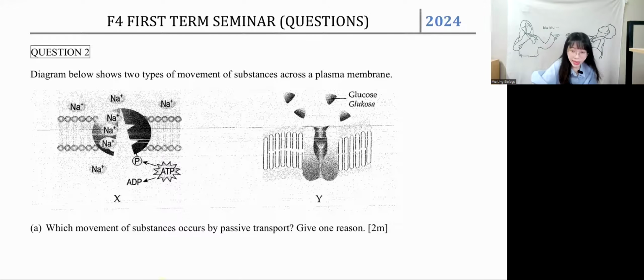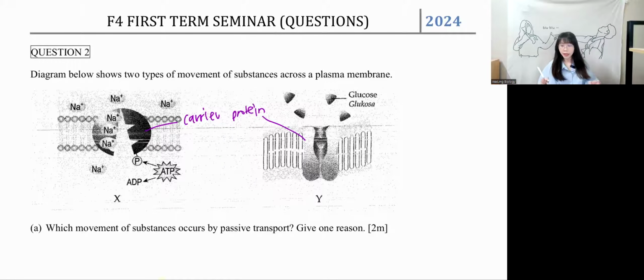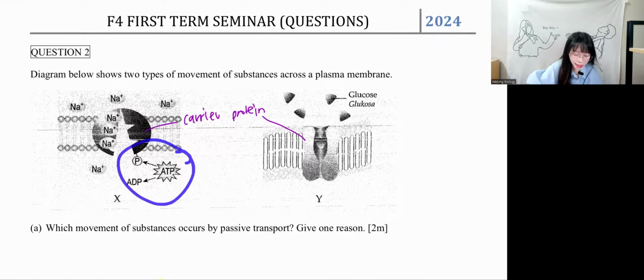They are a carrier protein. How do I know this is a carrier protein? Because they only open one part, right? So this is a carrier protein. This is also a carrier protein. Both are carrier protein. The difference between these two will be the energy. There is energy over here. There is no energy over here. One is with energy, the other one is without energy. So when you see energy, this one has to be active transport.